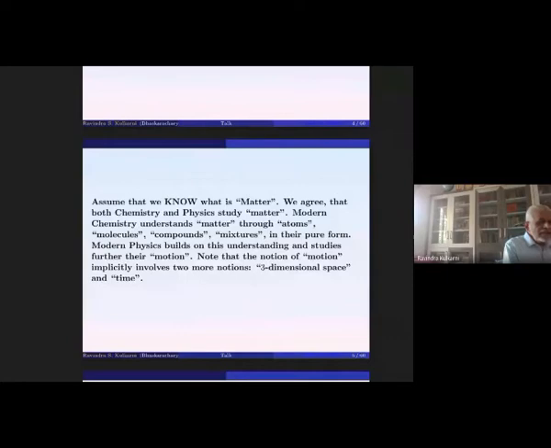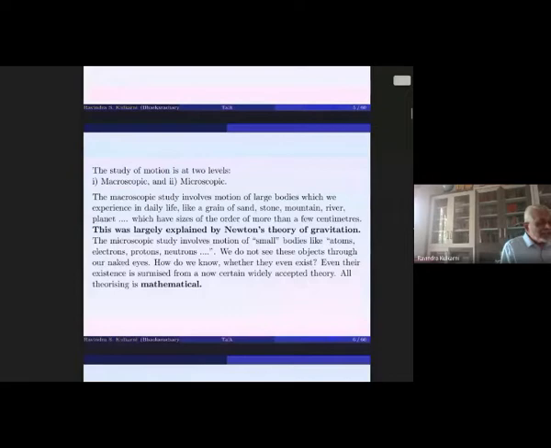Now, the study of motion is at two levels. One is macroscopic and the second is microscopic. The macroscopic study involves motion of large bodies, which we experience in daily life. A grain of sand is a large body for this purpose. And of course, the stones, mountains, rivers, planets, which have sizes of the order of more than a few centimeters. Now, this part was largely explained by Newton's theory of gravitation.